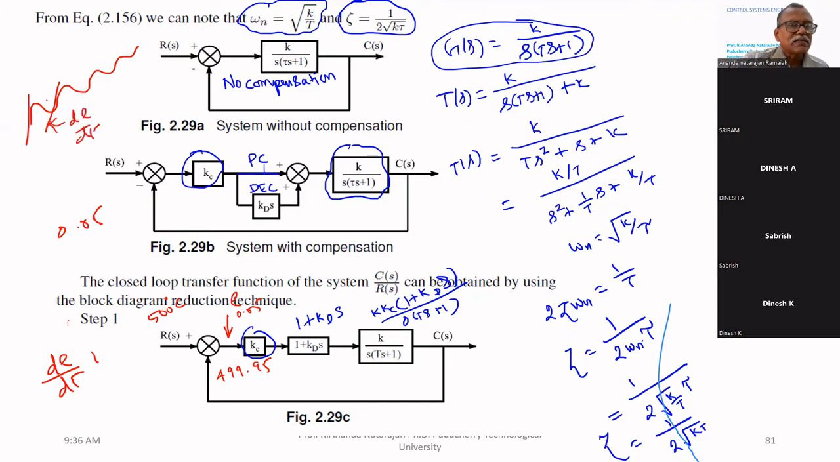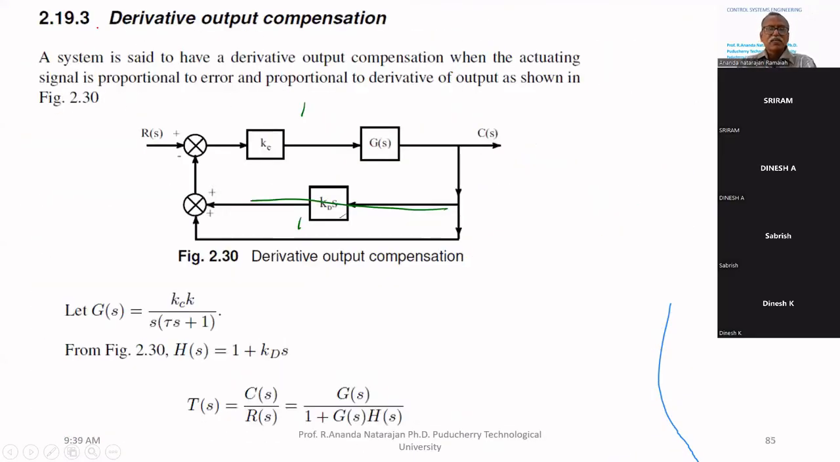Error is varying like this. Noise also varying like this. That's why it amplifies noise also. It takes slope of noise also. That's why we cannot use derivative error compensator like this most of the time. It amplifies noise. Instead of using this way, we can use derivative output compensation.